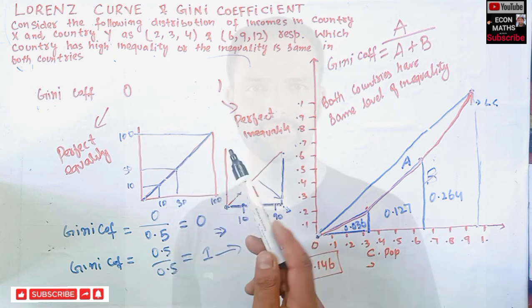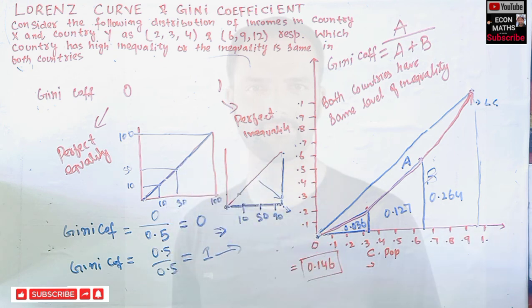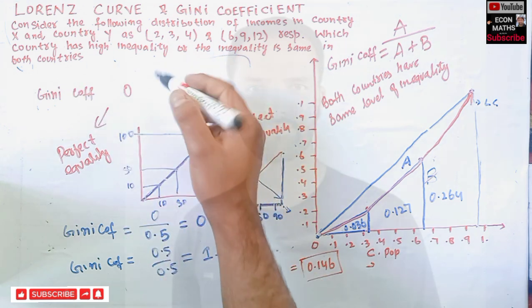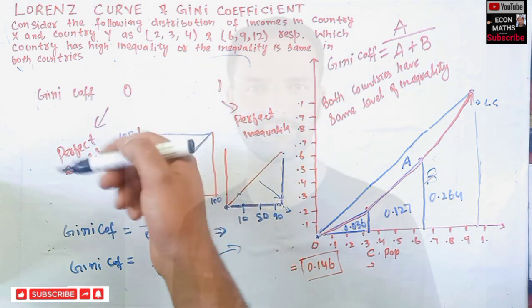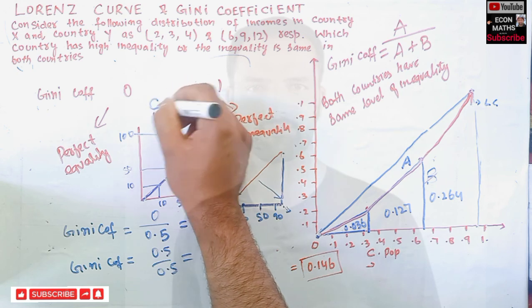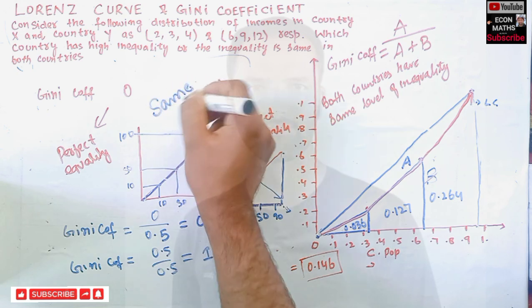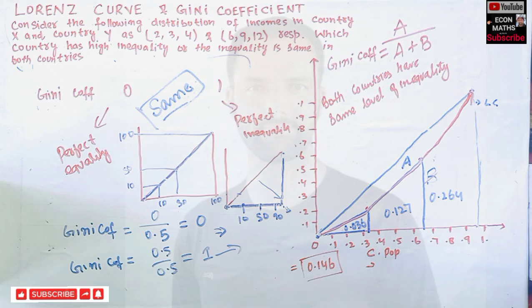And the higher the Gini coefficient, the higher will be the level of inequality among the countries. So for this country, I guess the correct solution should be that the same inequality prevails between these two countries. I hope I make myself clear in this video.